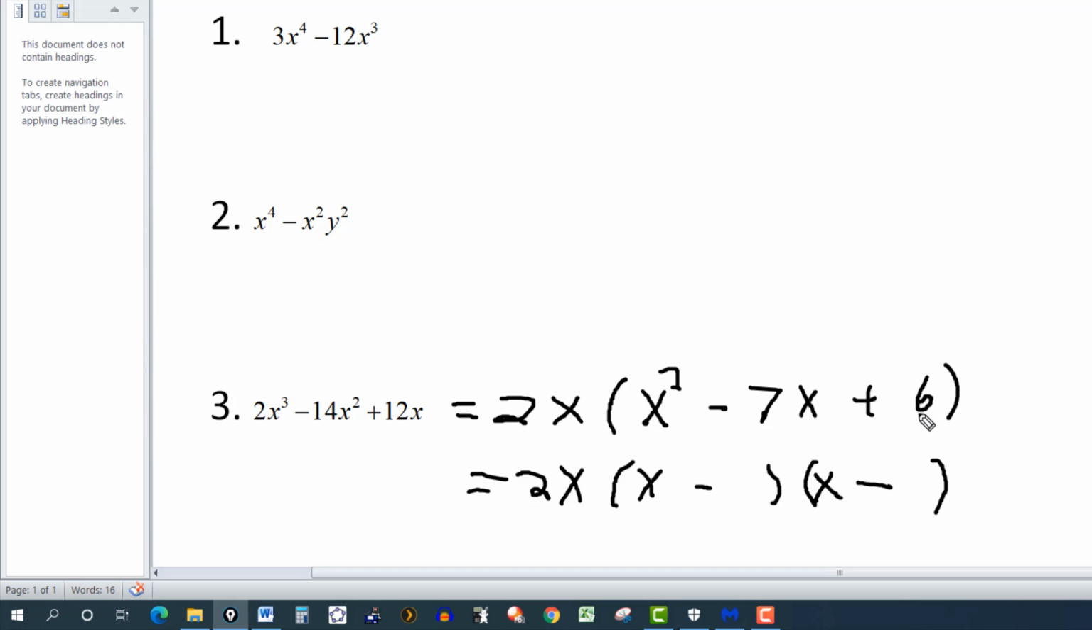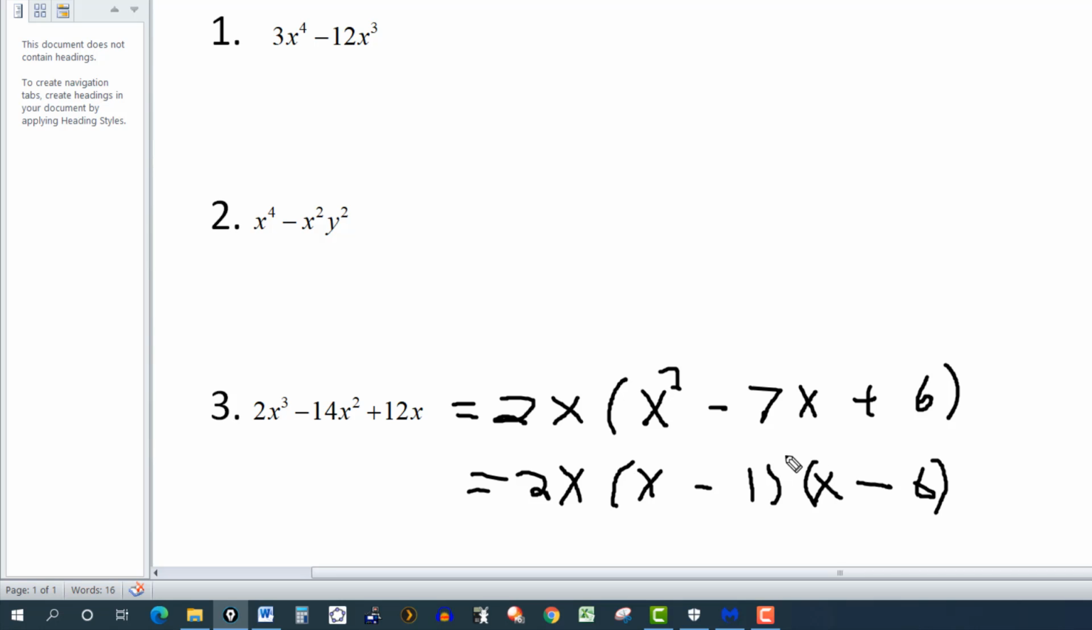Now we want to find the factors of 6. So we can put a 1 and a 6 there, or a 6 and a 1, a 2 and a 3, or a 3 and a 2, so that when you multiply it back out, you get this. The one that's going to work is the 1 and the 6, or the 6 and the 1. So it'll work if I put a minus 1 and a minus 6, or a minus 6 and a minus 1. Because you can see x times x is x squared. Minus 6 times minus 1 is plus 6. That checks out.